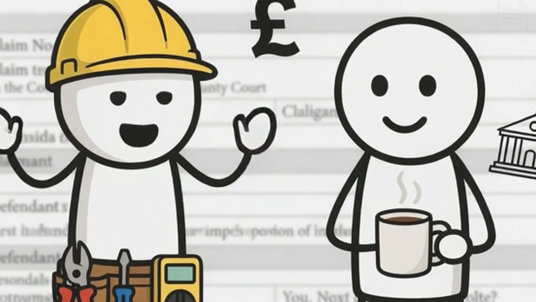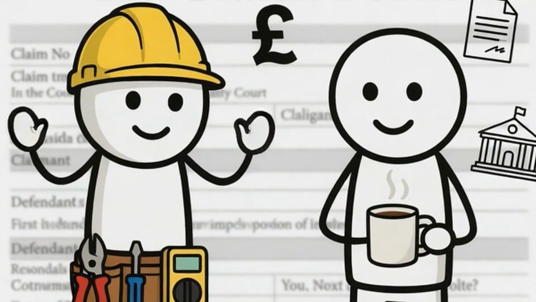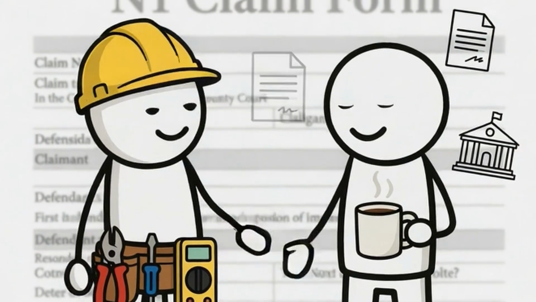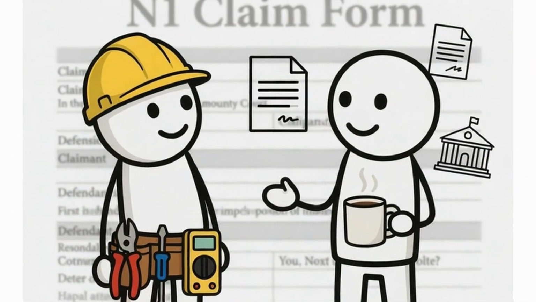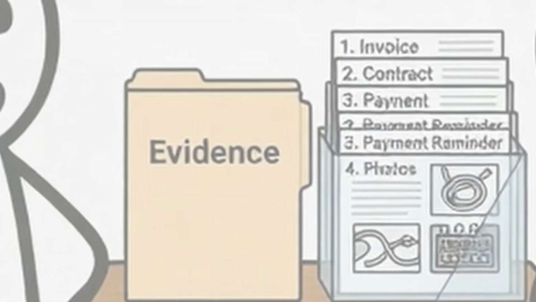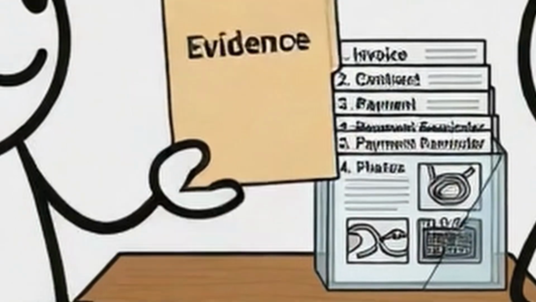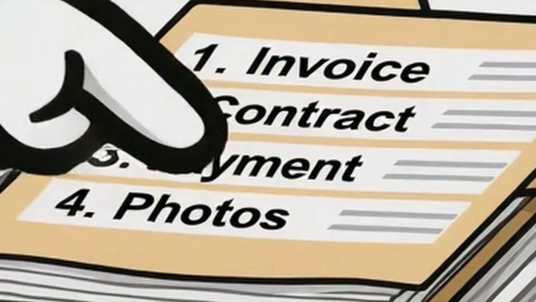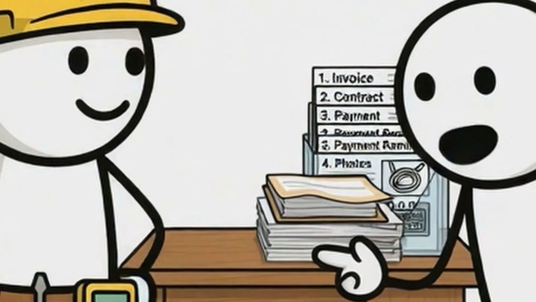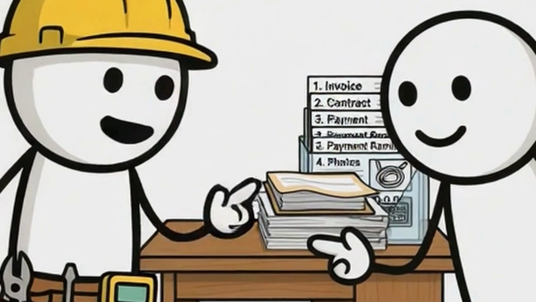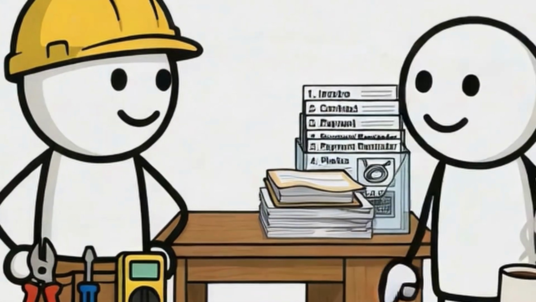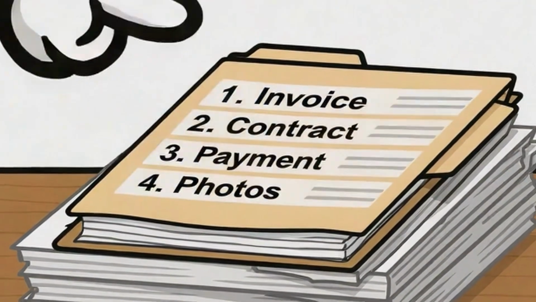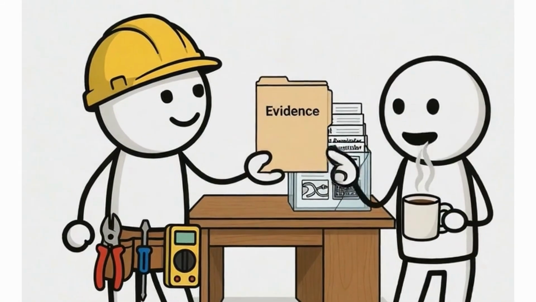A common situation looks like this. Adam, the sole trader electrician, supplied and fitted a new consumer unit for Bob at his shop. The agreed price was £2,400, payable within 14 days of the invoice dated March 15th. The form may set out the parties, the job details, the amount claimed, the payment date relied on, any interest being claimed, and the remedy sought.